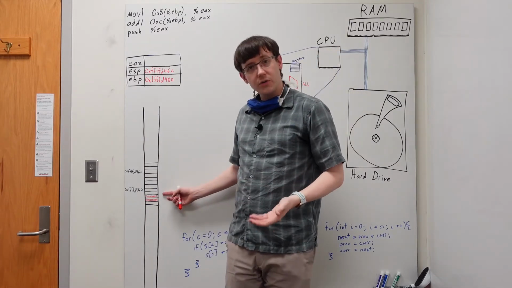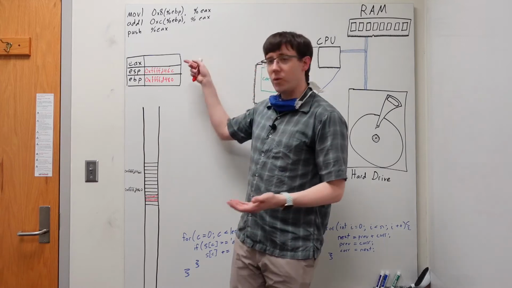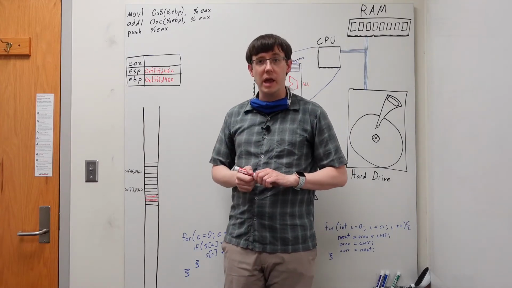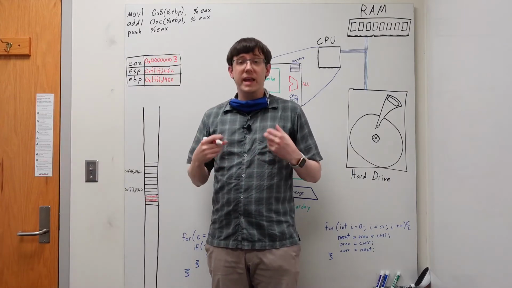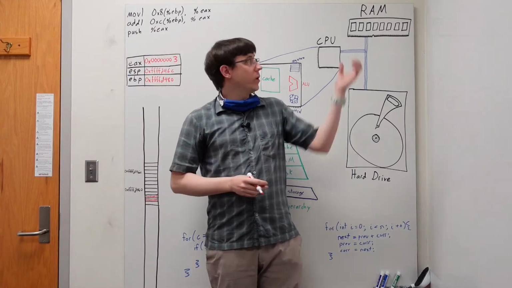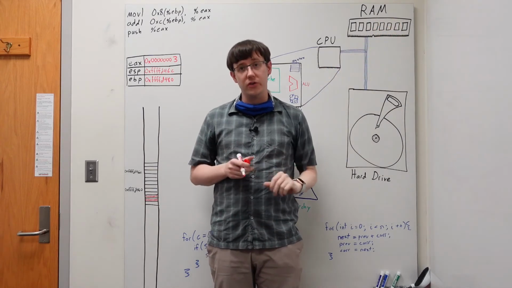And the end result is that we will have moved the number 3 from a location in RAM into the register EAX. So this was a read operation. We brought data from memory into a CPU register.